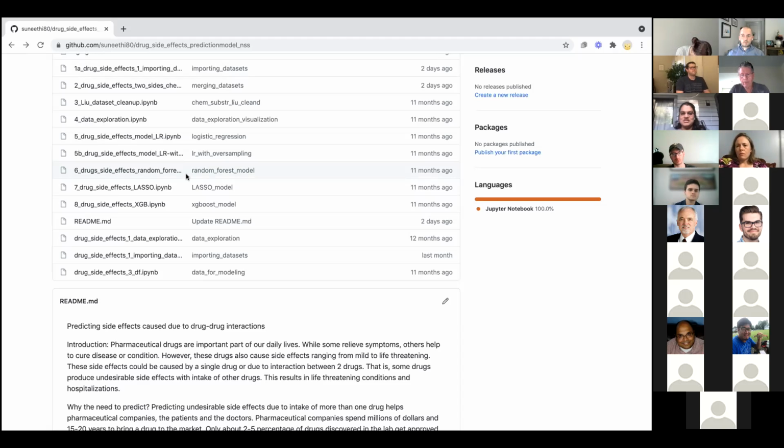This is just the first step towards model building and seeing what I get, and this is always an ongoing project. I have not used interaction between the side effects. I only looked at the interaction between the chemical structure profile of two drugs to see the specific side effect.